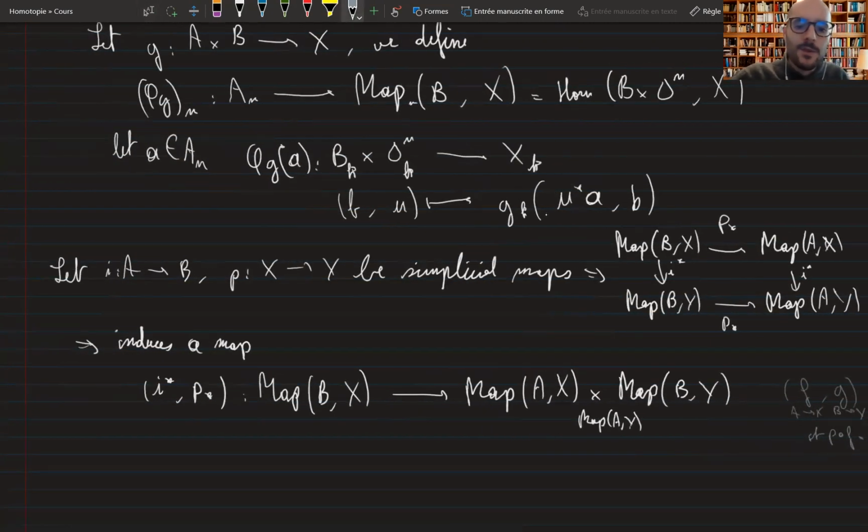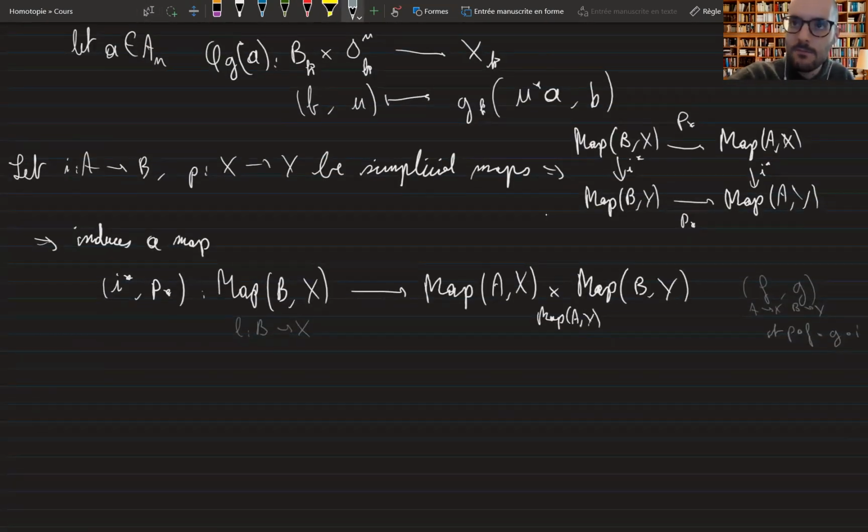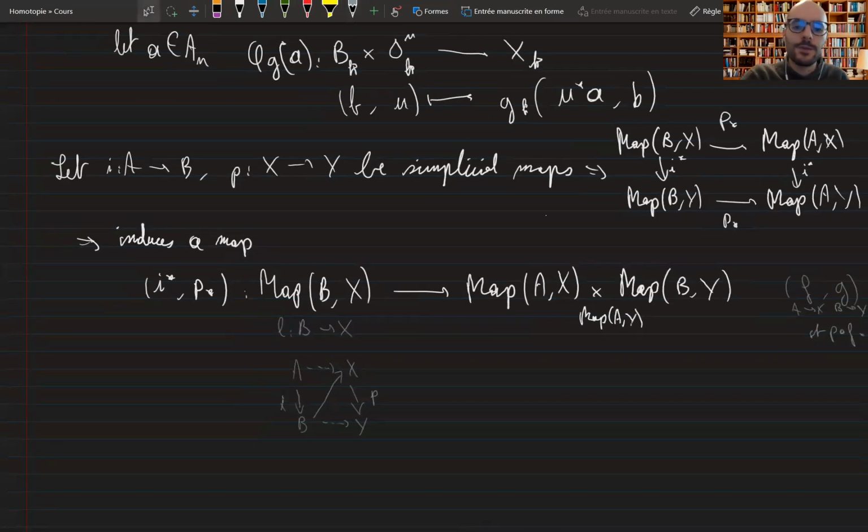And what is this? This is a map L from B to X. Basically, you can think about it as a lift. So you have A goes to B, X goes to Y, using I, and this goes P. Whenever you have a map like this, you can define a commutative square simply by taking the composition. So this is what this map does, but just in an enriched way.